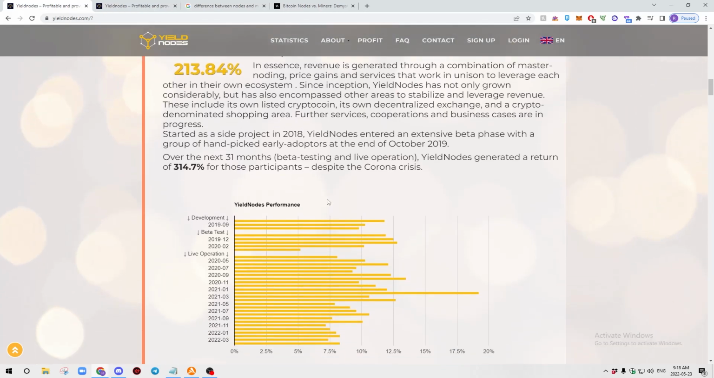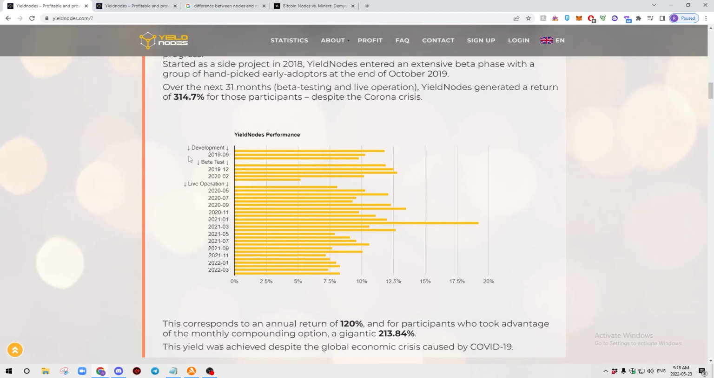You could see the performance that it's done from when it was under beta. Under beta it's done 12.5%, 12.8% in live operations back in May of 2020. As you could see, it's done 8.1%, 10%, 12%. If we are talking about 2022 so far, it's done 8%, 8.3%, 7%, and 8.3%. Now, the lowest moment it's ever done was actually around 2021, which was about 7.2%.